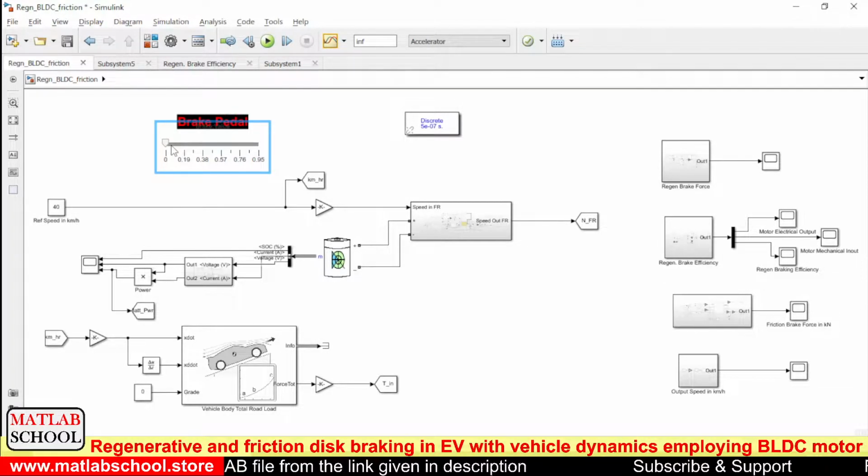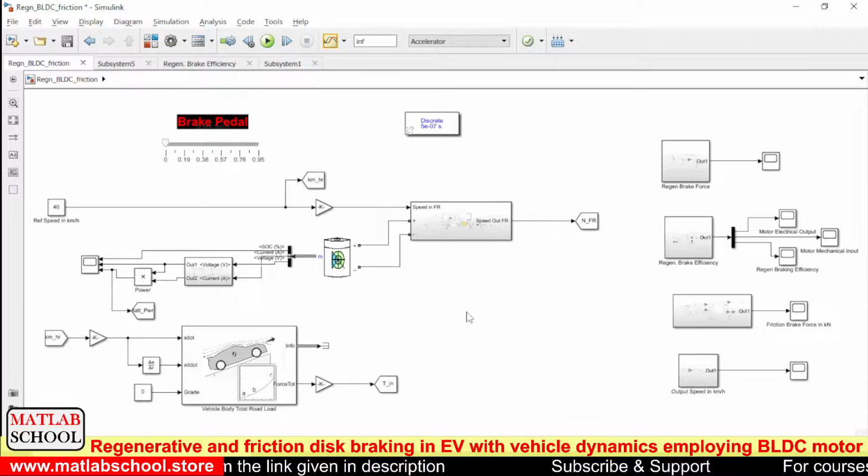In this video, we are going to simulate the vehicle dynamics. In addition to that, we are going to simulate the regenerative braking as well as friction disc braking in an EV employed with a BLDC motor. So what we are doing here is we are giving the input in terms of kilometer per hour, and that speed is compared with the actual speed.